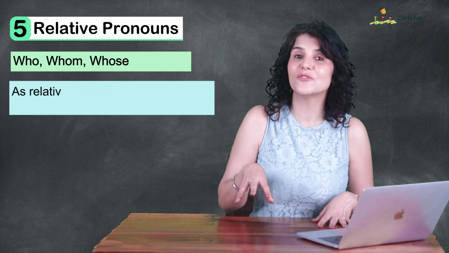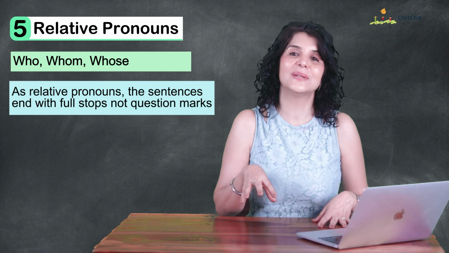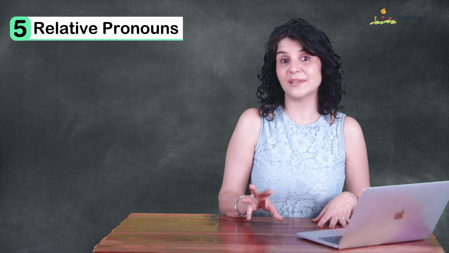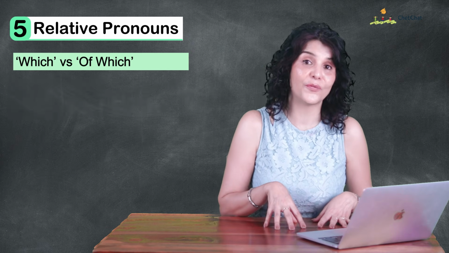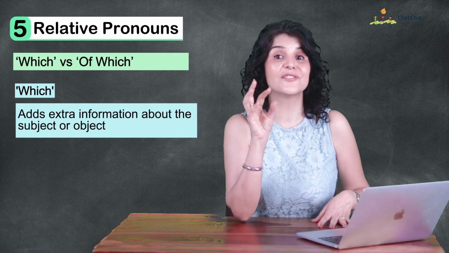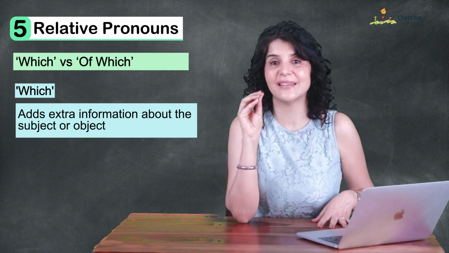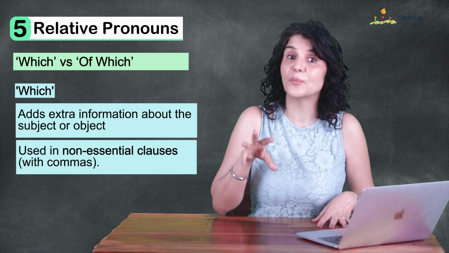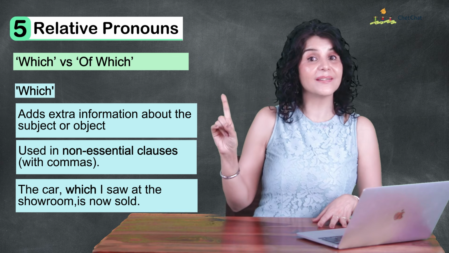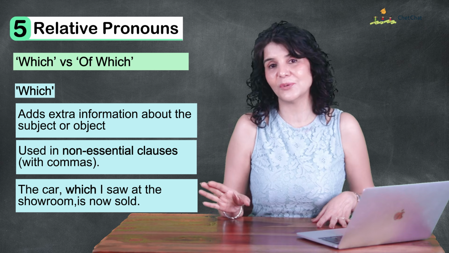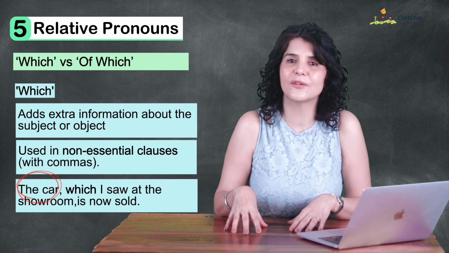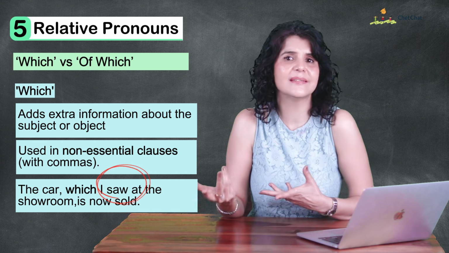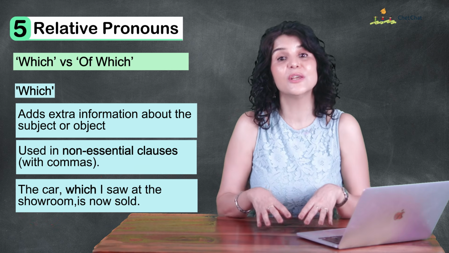And when we use them as relative pronouns, the sentences will end with full stops and not question marks. Now let's look at the difference between which and of which. Which adds extra information about the subject or object in the sentence. And it's often used in non-essential clauses with commas. The car which I saw at the showroom is now sold. The key information is that the car is now sold. And by the way, I also wanted to give you some non-essential information that it's the same car which I saw at the showroom. So we use which.